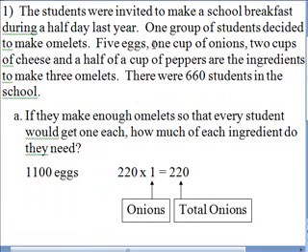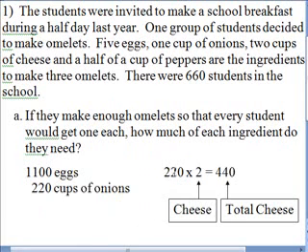Again, we have 220 batches. Each batch calls for 1 cup of onions, so 220 times 1 is 220. Now this really should say cups of onions, and this should be total cups of onions. I just didn't put it there to save space. So in our answer, it's actually going to be 220 cups of onions.